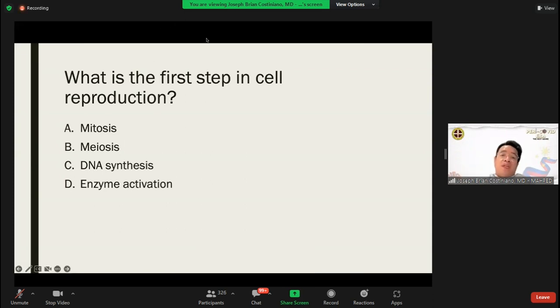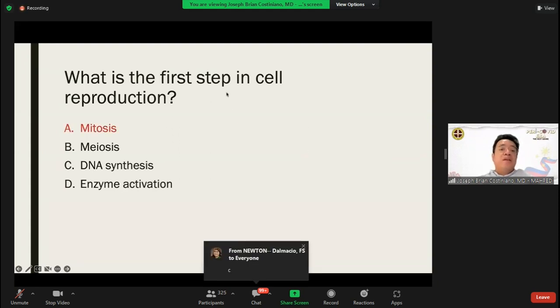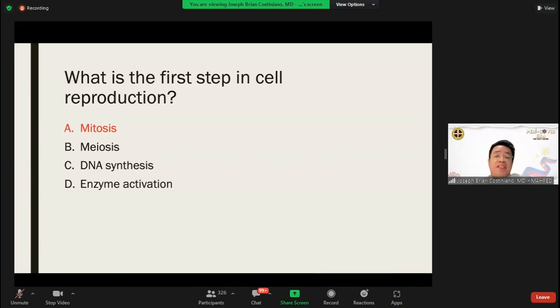So the answers are, ano ba ang answer? Enzyme activation ang answer, no, ng karamihan. Yung iba naman letter C. So actually yung sagot na-encounter ko dito is mitosis. Ang weird, no? Pero kasi ang tanong niya is cell reproduction. And cell reproduction, the first stage is your prophase, which is part of your mitosis. Okay? So yung mitosis is cell reproduction.